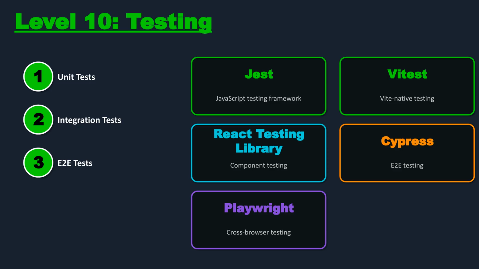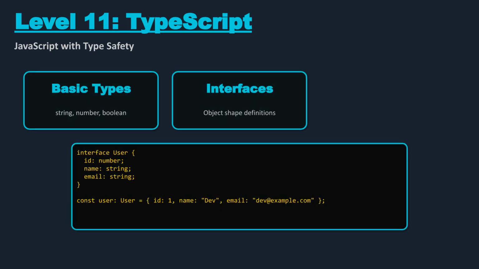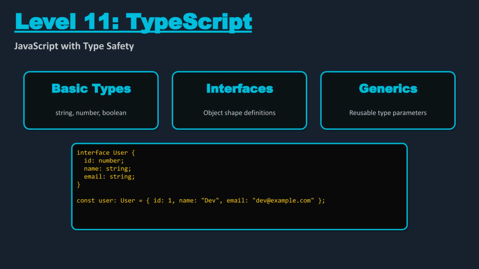Level 10 is testing. This includes unit tests, integration tests, and E2E tests. Key testing tools include Jest, Vitest, React Testing Library, Cypress, and Playwright for cross-browser testing. Level 11 focuses on TypeScript, which adds type safety to JavaScript. Key topics: basic types, defining object shapes using interfaces, and writing reusable type parameters with generics.